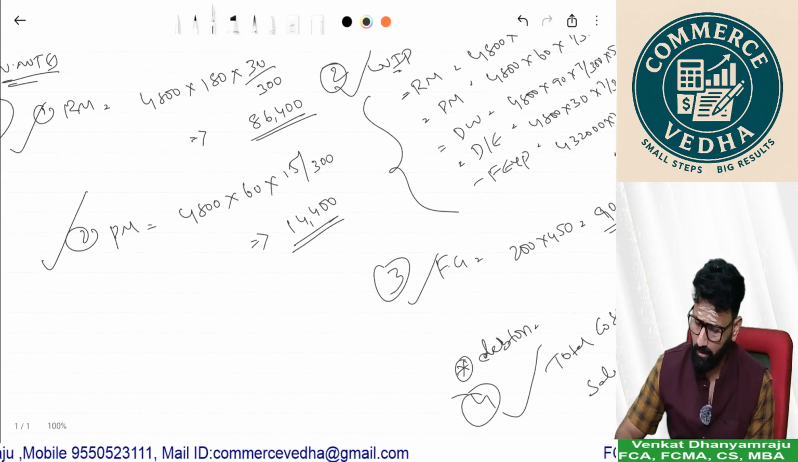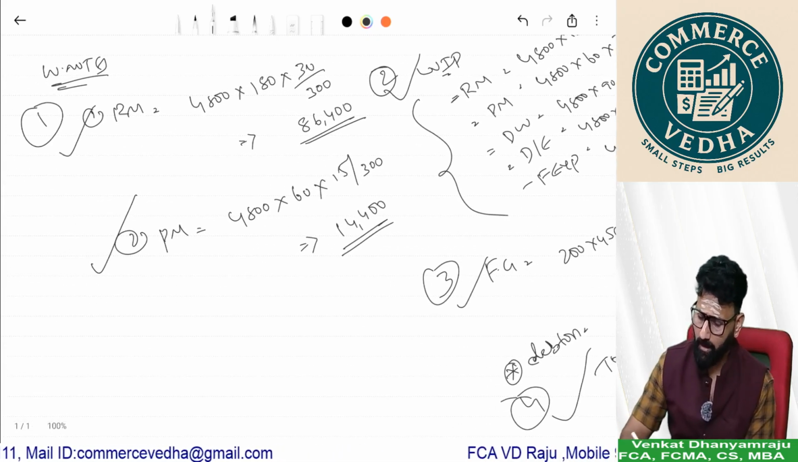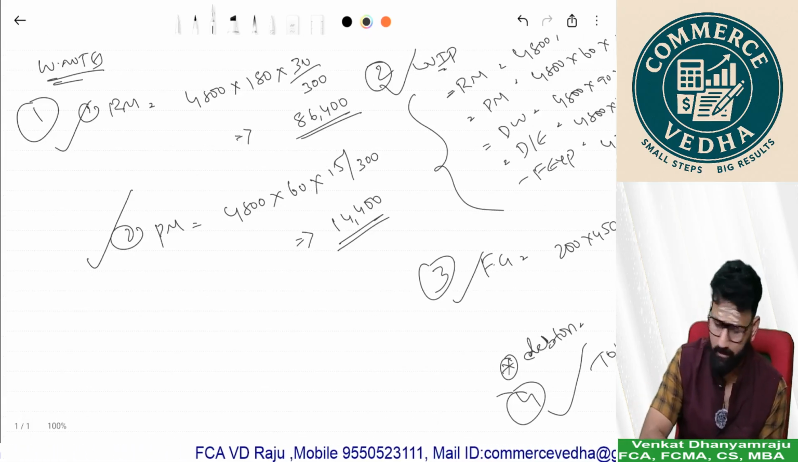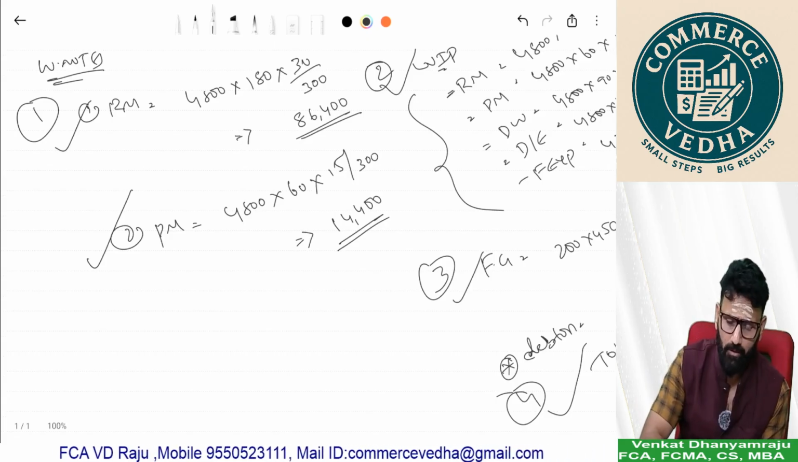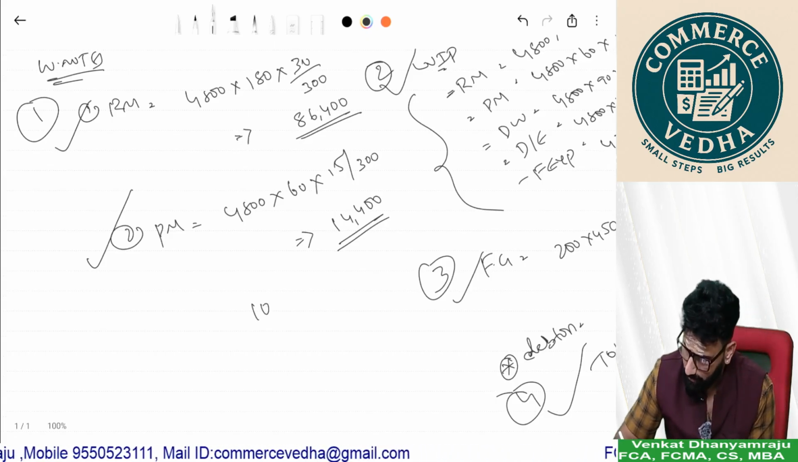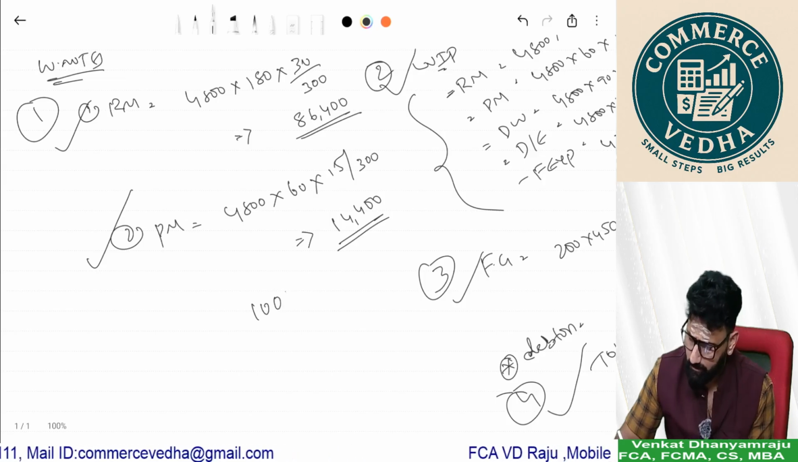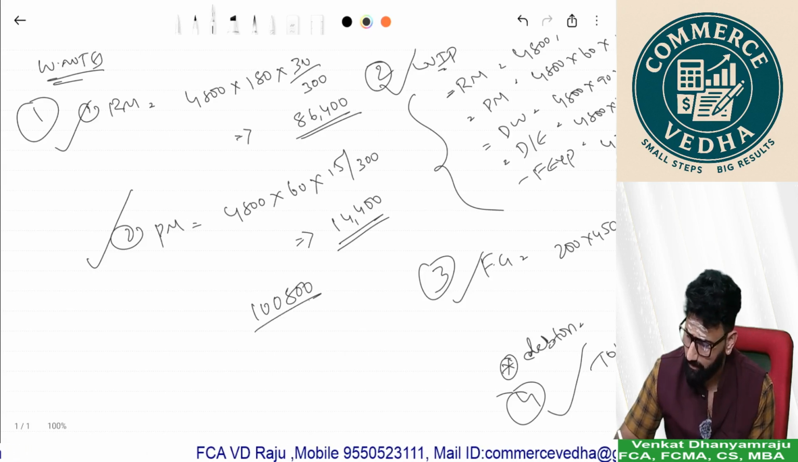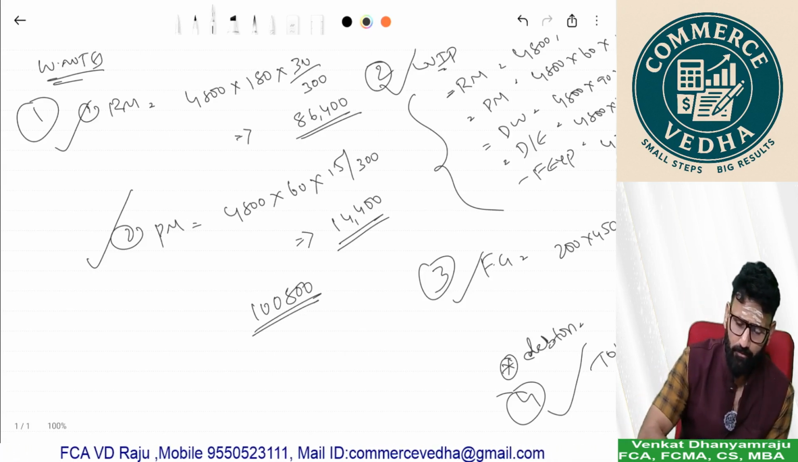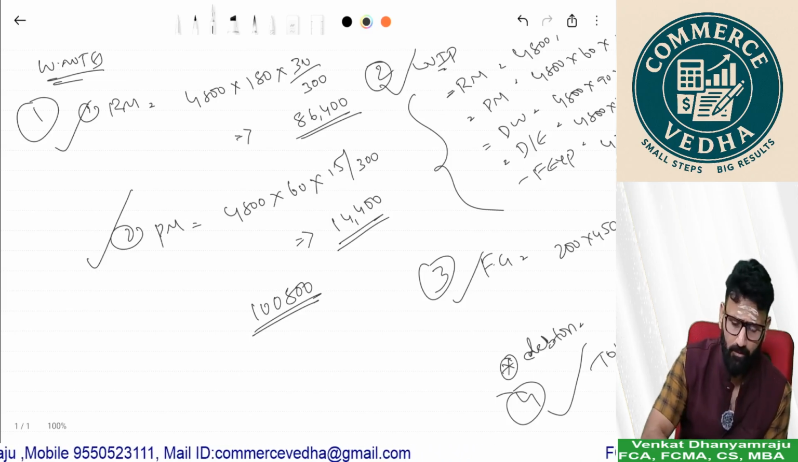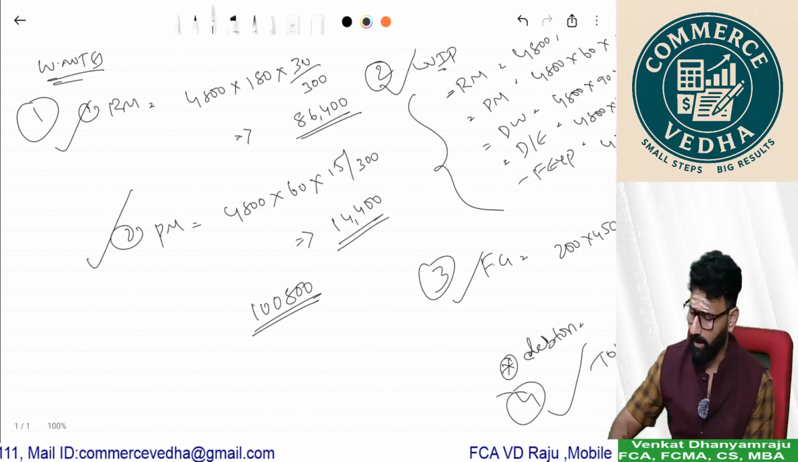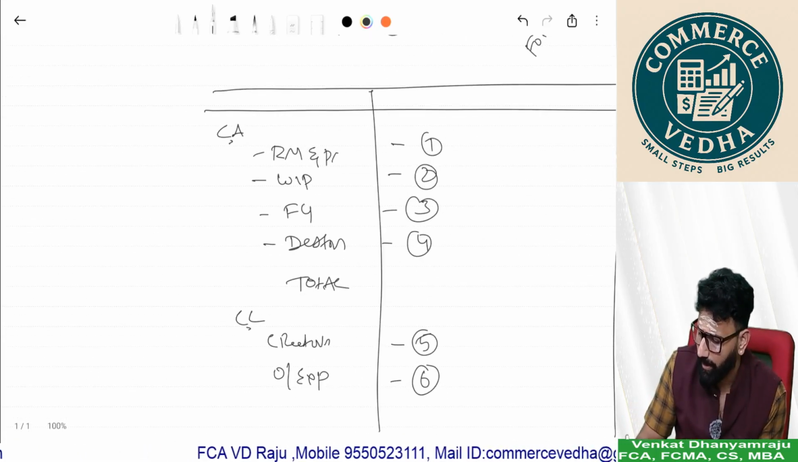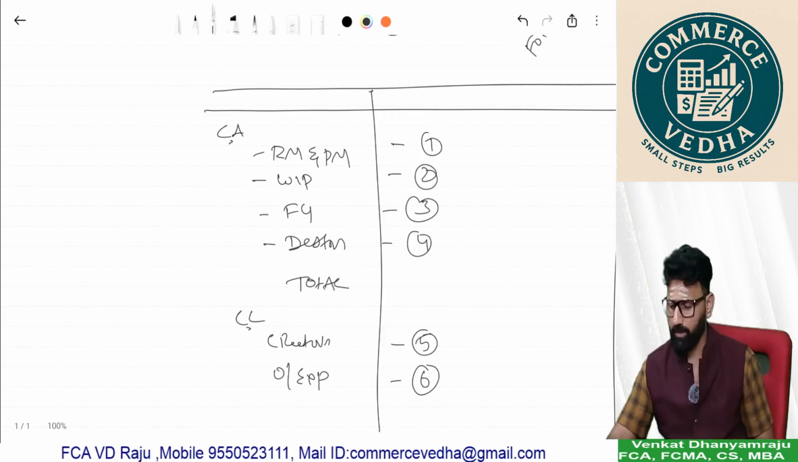Also I'm totaling raw material and packing material. I'll complete both: 86,400 plus 14,400 is 1,08,000. So coming back here, I'll say raw material and packing material, I clubbed into one working note.